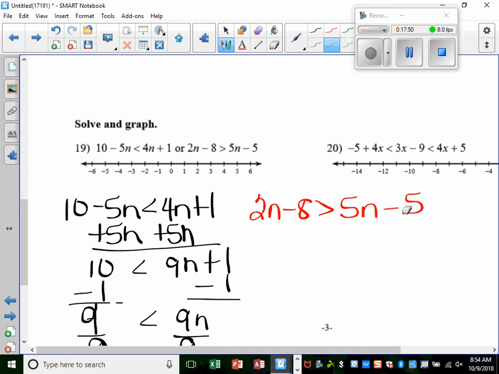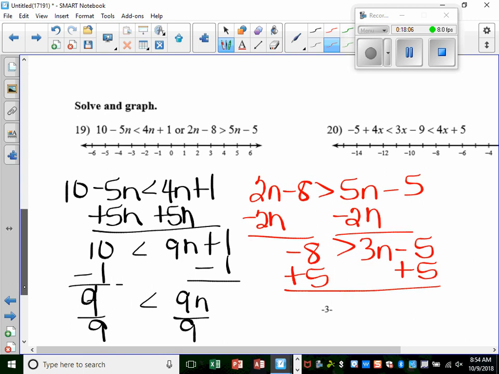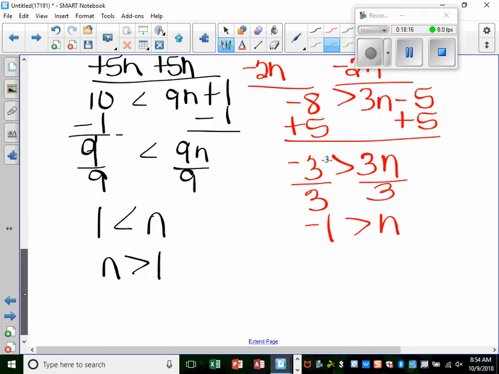Okay. So I'm going to go ahead and subtract this over. So that's going to give me negative 8 is greater than 3n minus 5. Add 5. What is that? Negative what? 3. And so that's going to give me negative 1, which now I'm going to write the other way.